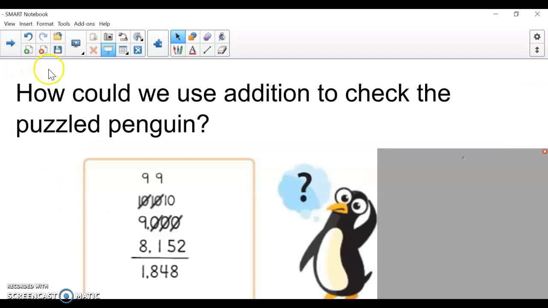Okay. Now we're back to that puzzled penguin again. And we want to think about, now that we're into inverse operations, how can we use addition to help us?